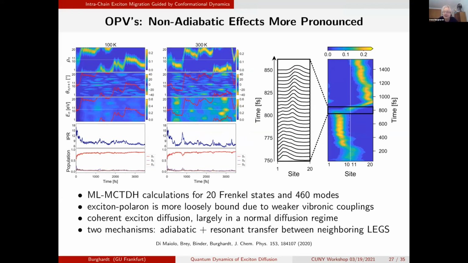So we looked at other systems. All this was oligothiophene. Now we also looked at oligophenol and vinylins. We see that the dynamics is very similar, but a bit more non-adiabatic. And besides this dominantly adiabatic transport, we also see effects like resonant interactions between excitons. So this is a different mechanism that can come in for different systems. And in the OPVs, we see that the exciton is much more loosely bound as compared with the oligothiophene.